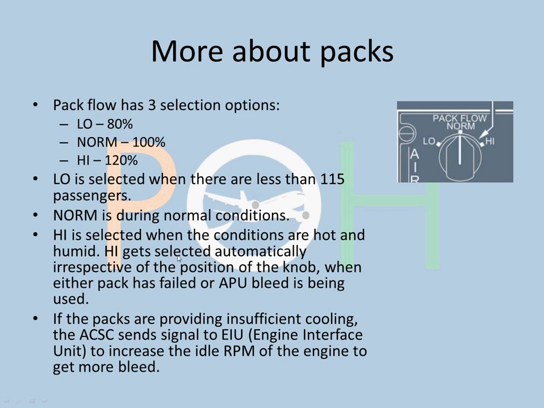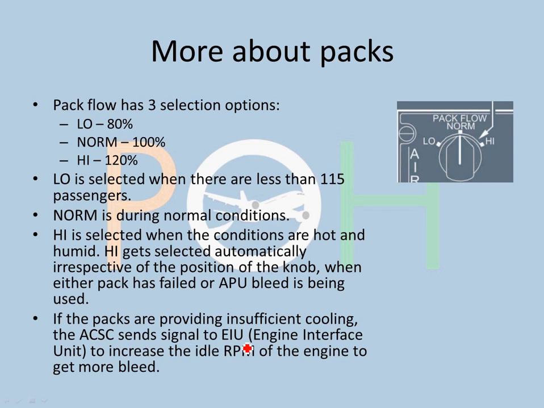Now, this is another important point. High gets selected automatically, irrespective of the knob position, whether it is low, normal, or high, when either pack has failed, or APU bleed is being used. Very important. So if you're using APU bleed or one of the packs has failed, the pack flow will automatically go to high.